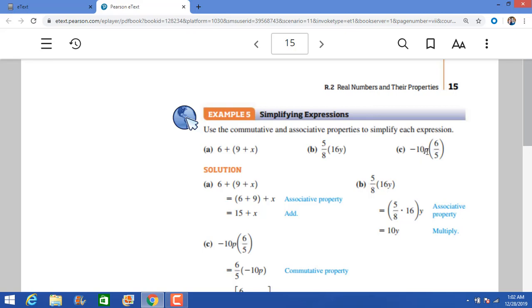Now here, I'm going to use the commutative property to get these two together because, again, I can't multiply by p, but if I move these around and put the 6/5 next to the negative 10, then I can go ahead and simplify. So in this case, I'm going to use the commutative property, and I'm going to get negative 12p.